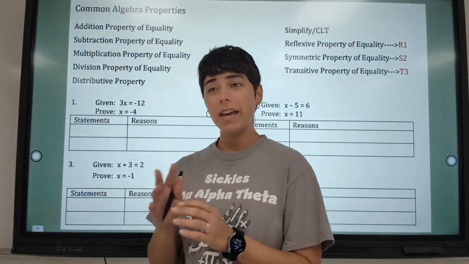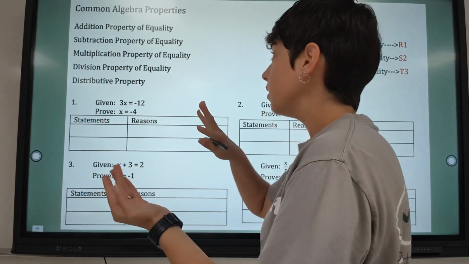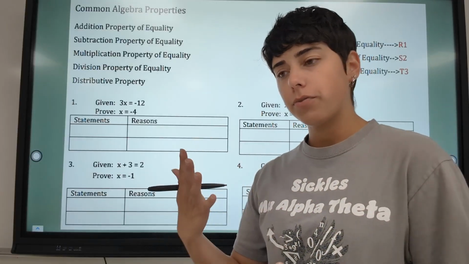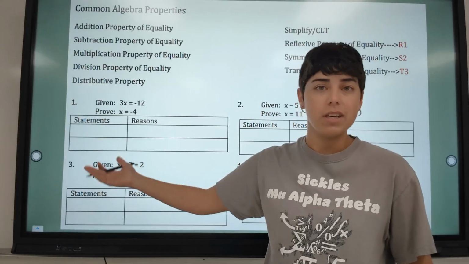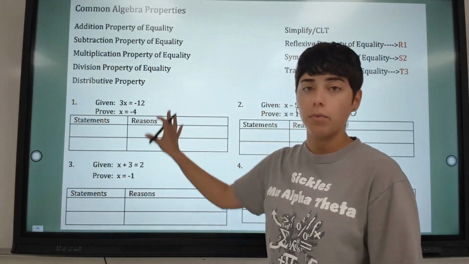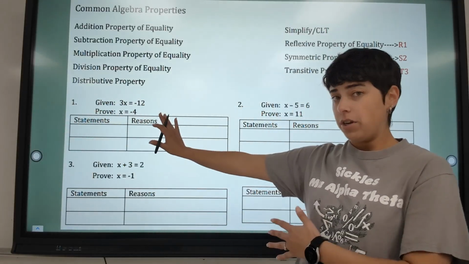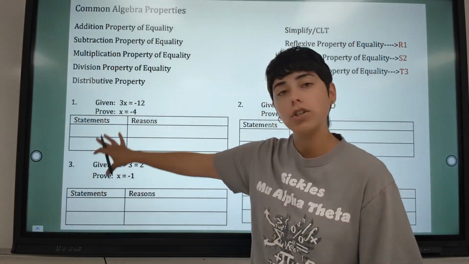Hey guys, so today we're going to talk about how to do two-column proofs, specifically just for algebra. Now, real quick, let's talk about the different parts of a proof. In a two-column proof, there are two columns, hence the name. One is statements and one is reasons. Statements is what we know, reasons is how we know it, and they're related. One leads directly into the other, so this should flow nicely.